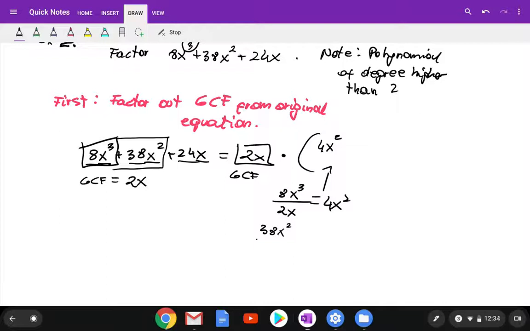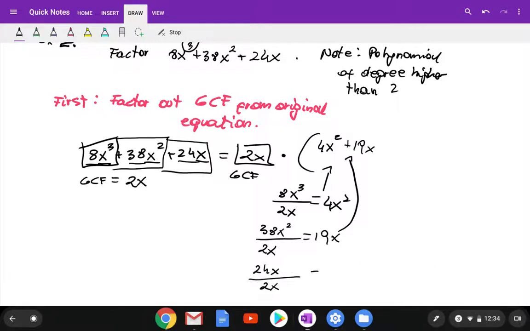38x squared divided by GCF, which is 2x. So we have 38 divided by 2, which will give you 19. X squared divided by x will be x. So we're having 19x. And last, take the last expression, which is 24x, divide by GCF, which is 2x. 24 divided by 2 will give you 12. X and x cancel, so we end up plus 12.